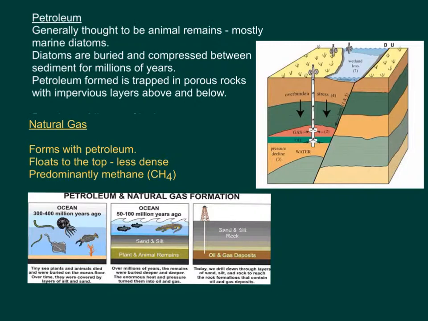And we know that when we talk about petroleum, we're talking about an oil, so it floats above the water. And then we've got natural gas, which sits above that. So the natural gas is usually methane, but the petroleum itself is usually a mixture of hydrocarbons, and the gas floats on top because it's less dense.